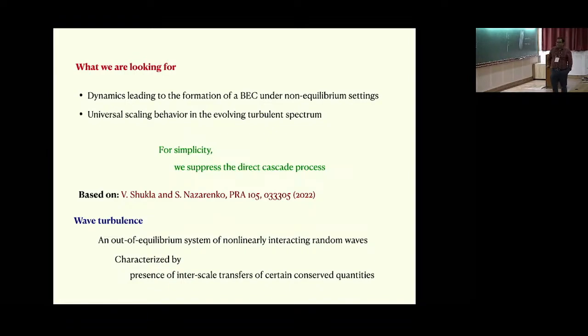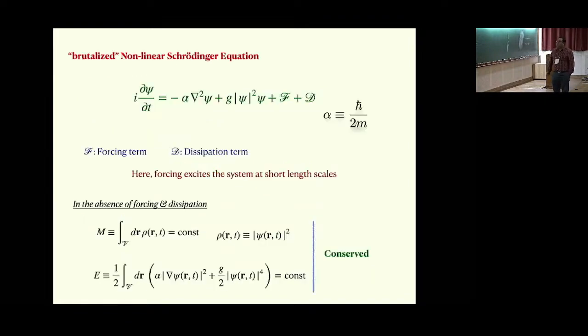I mentioned wave turbulence, and what do I mean by wave turbulence? An out-of-equilibrium system of nonlinearly interacting random waves, which are characterized by the presence of interscale transfer of certain conserved quantities. Okay, fine. So what I'm going to do is take my nonlinear Schrodinger equation and brutalize it by including forcing and dissipation. I will show you the form of forcing and dissipation in a bit. So F is going to be the forcing term and D is the dissipation term. And as I was telling you earlier, in the absence of forcing and dissipation, the mass and the energy are conserved.